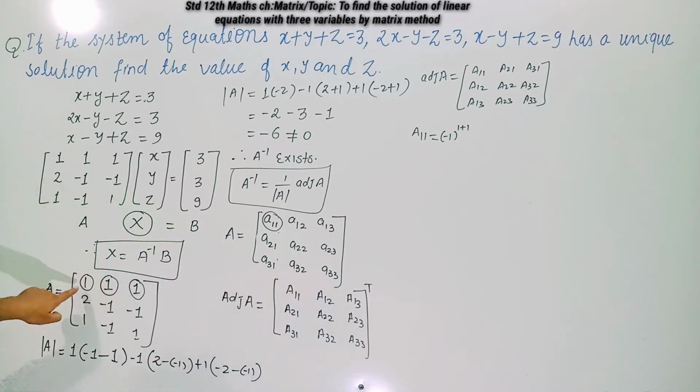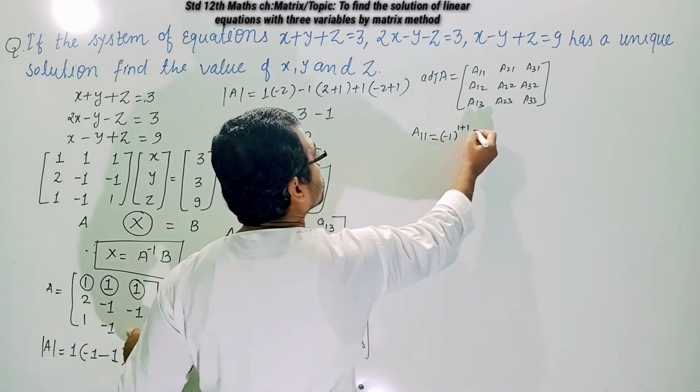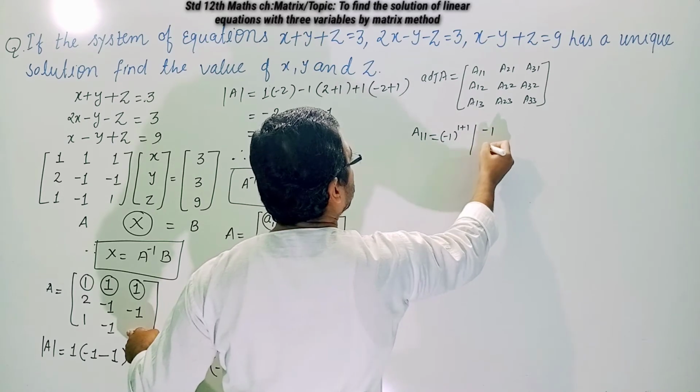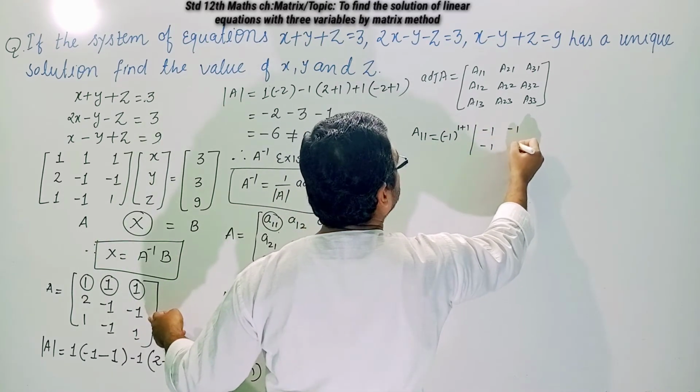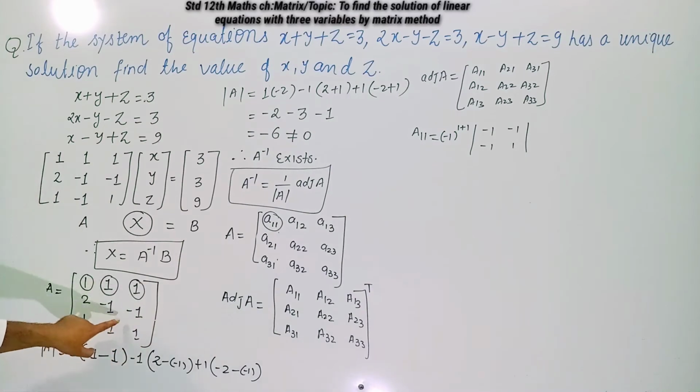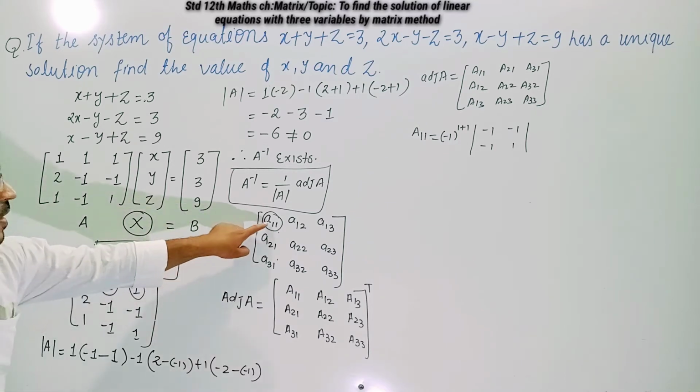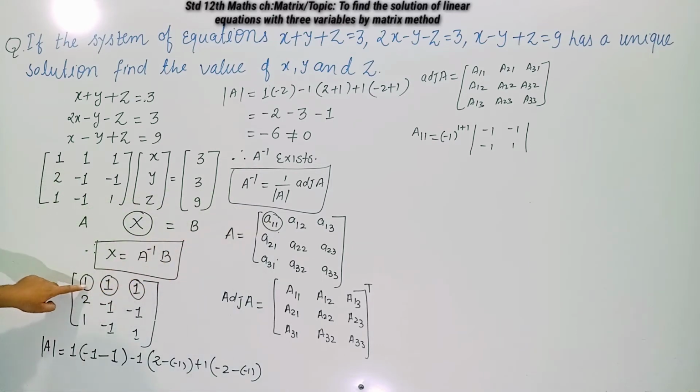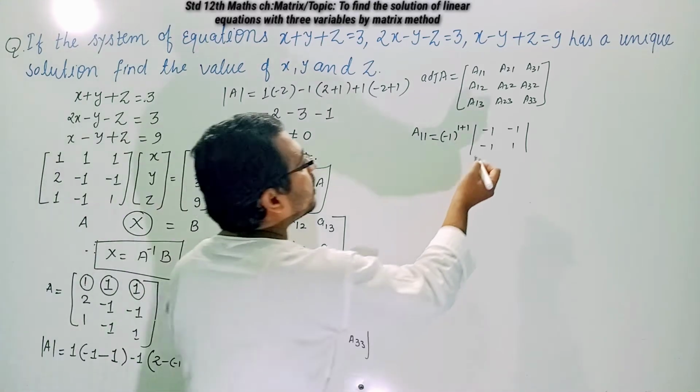So from A, we will not write these elements. We will write minus 1, minus 1, 1 and minus 1. So in the matrix, minus 1, minus 1, minus 1 and 1. Understood, students? See very carefully. We want to find out the cofactor of this element, means we want to find out the cofactor of A11. So we will write only these elements. Now doing the cross multiplication.